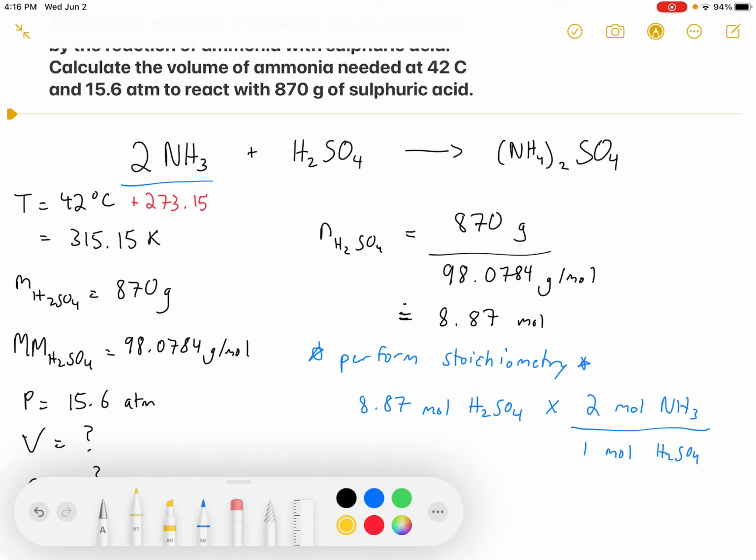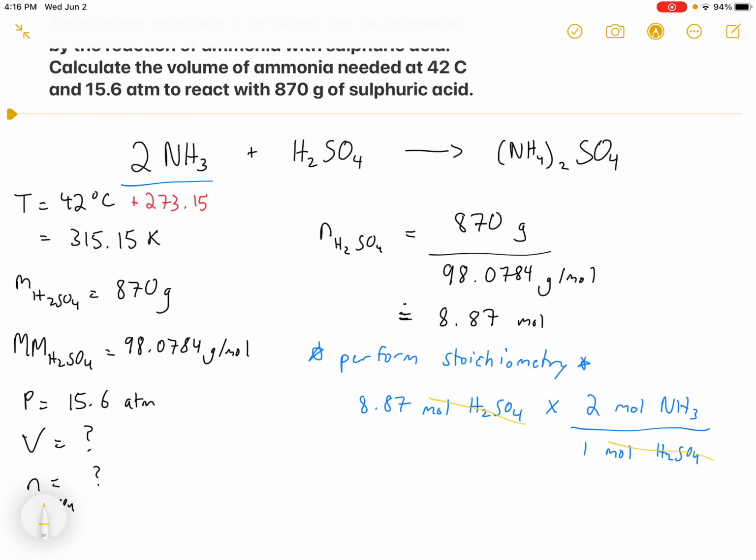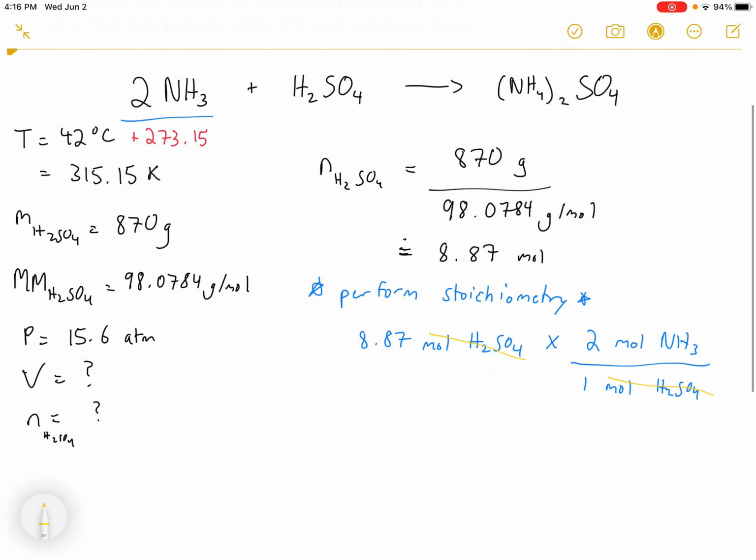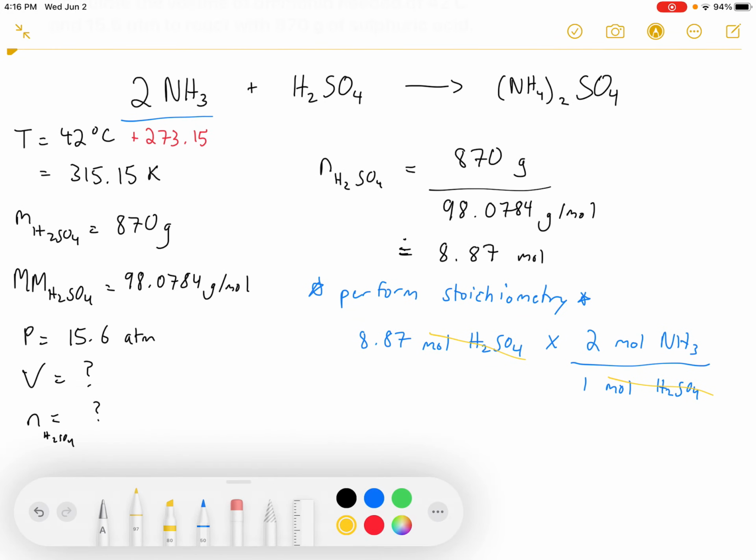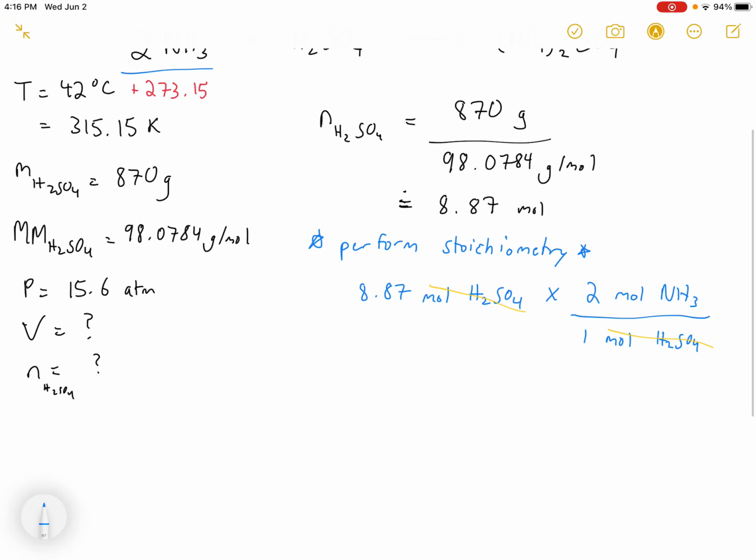And then we know we've set up that multiplier correctly because those units are going to cancel out. All right, so that's a skill that we've practiced quite a bit before. So then the 8.87 times that multiplier, we know that we're going to need approximately 17.74 moles of ammonia. So that's how much ammonia is going to be needed for this reaction to be complete.